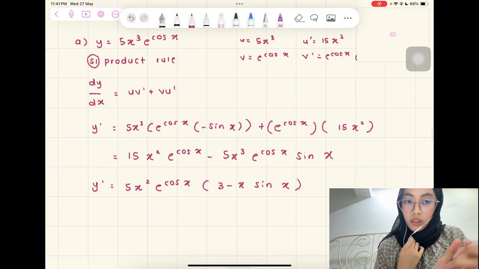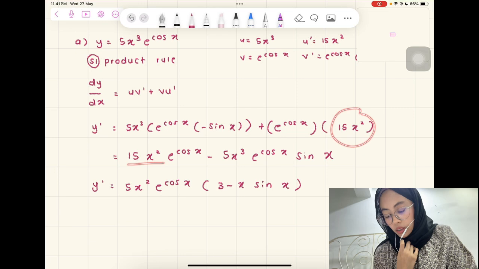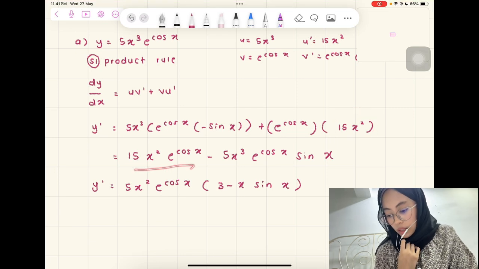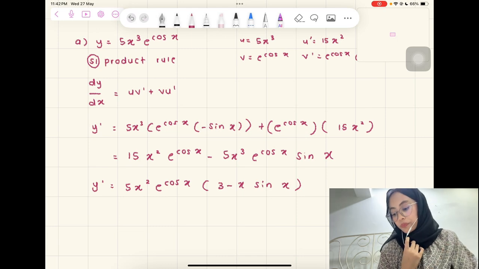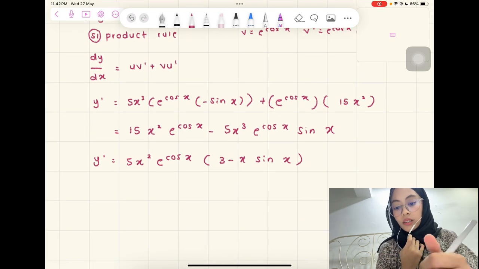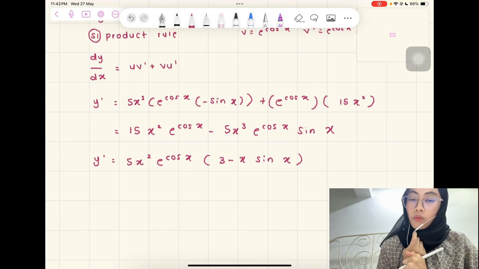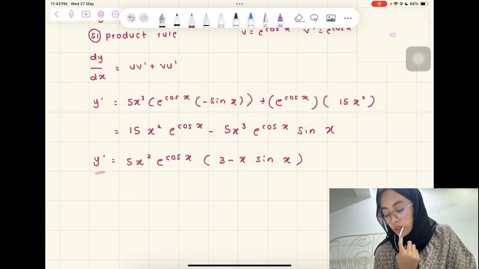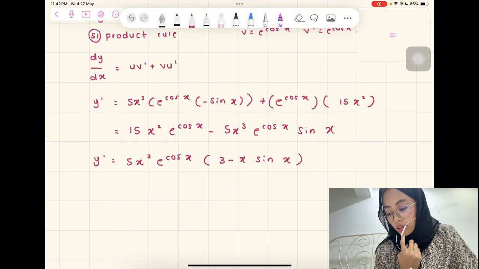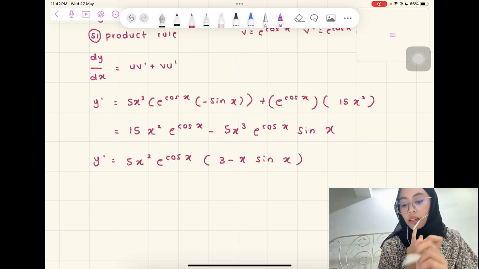So I arrange cos x at the front, so 15x squared times e to the power of cos x minus 5x cubed times e^cos x sin x. So the answer could be this one actually, but I prefer it to be more neat, which is we factorize it. So y prime equals 5x squared times e^cos x times (3 minus x sin x).